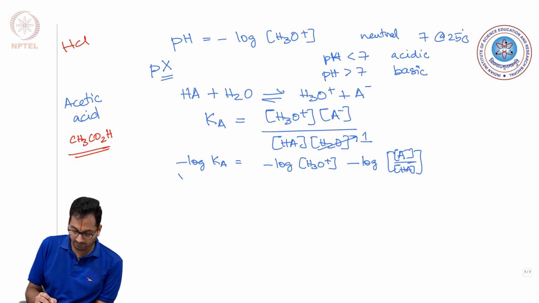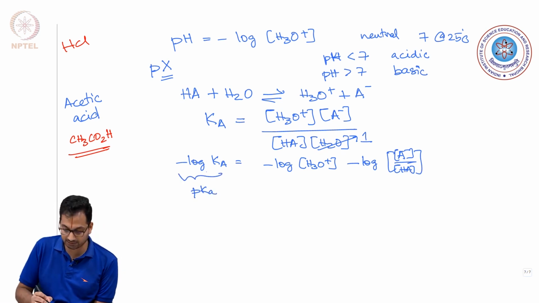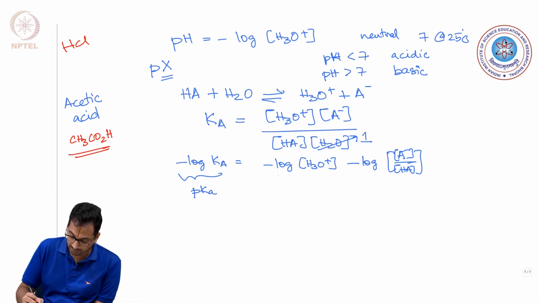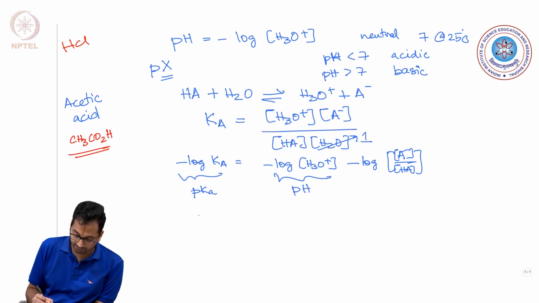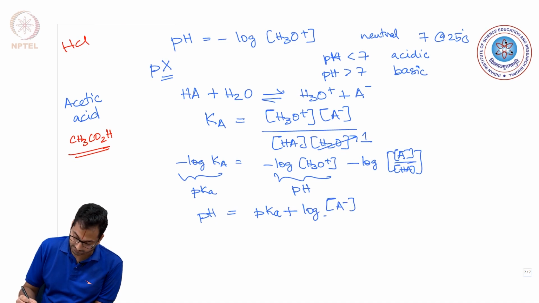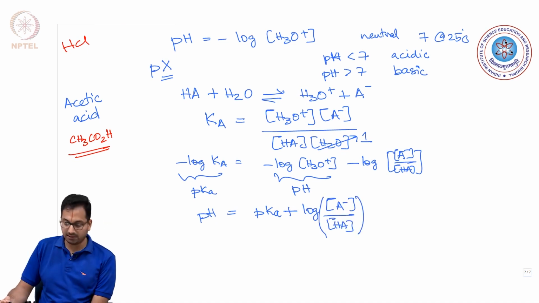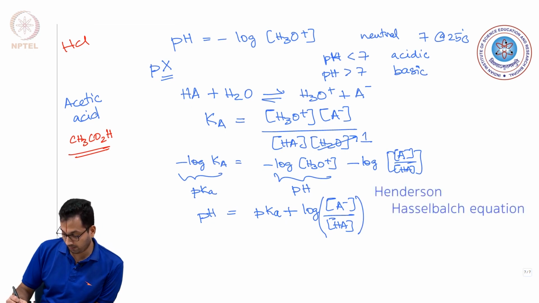Now this leads to the definition of pKa, which is very similar to the pH. This is nothing but minus log of Ka, and we have already defined that minus log of H3O plus is going to be pH. So a quick rearrangement is going to help you understand: pH will be given by pKa plus log of the concentration of A minus divided by HA. This is a very important equation called the Henderson-Hasselbalch equation.